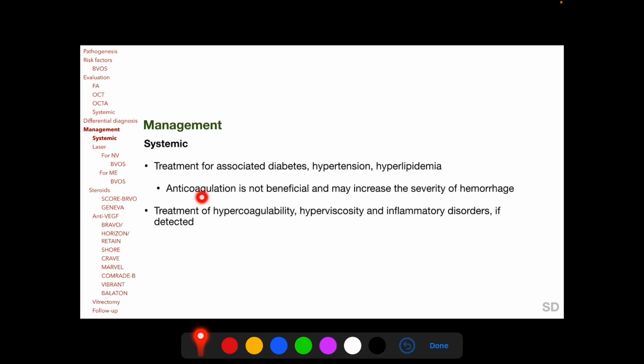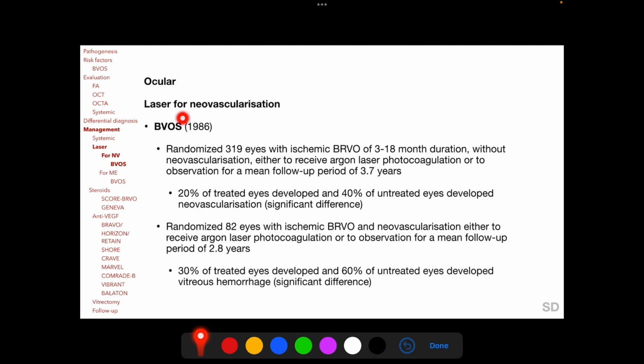diseases, anticoagulation has not been found to be beneficial and may actually increase the severity of hemorrhage. And if hypercoagulable, hyperviscosity, and inflammatory disorders are detected, they must be treated. The BVOS group evaluated the role of sectoral retinal photocoagulation for neovascularization and also the role of grid laser photocoagulation for macular edema in eyes with BRVO.